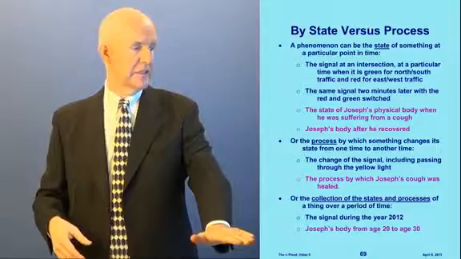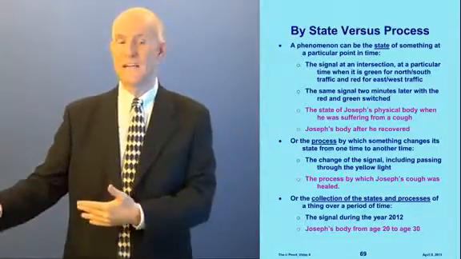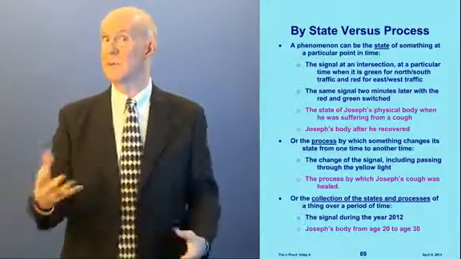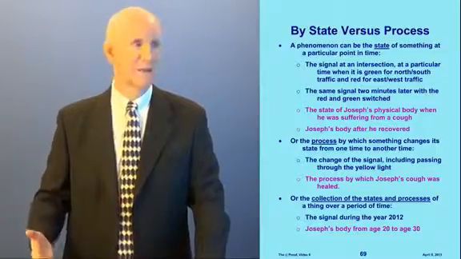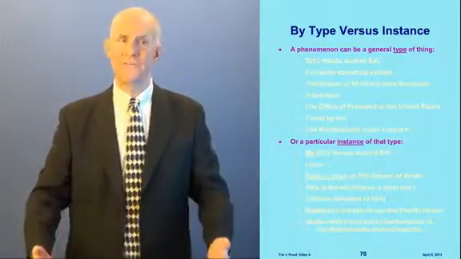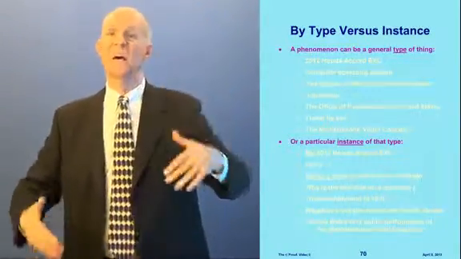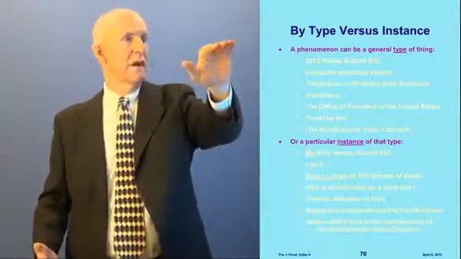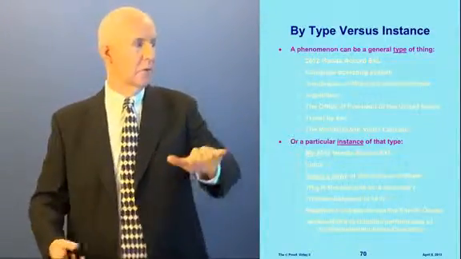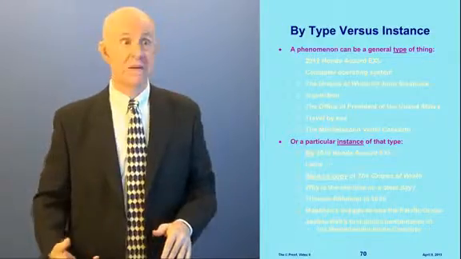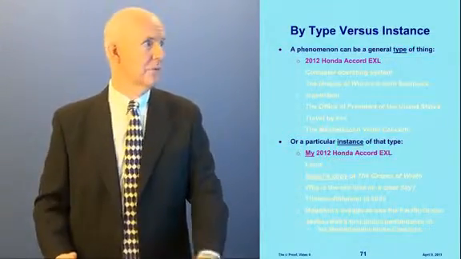And here's a collection of things: Joseph's body from age 20 to 30. A bunch of states, a bunch of processes all mixed together. That's also phenomena. We can classify phenomena by type versus instance. So a phenomenon could be a general type of thing, or it could be a particular instance of that type. We'll look at several examples.